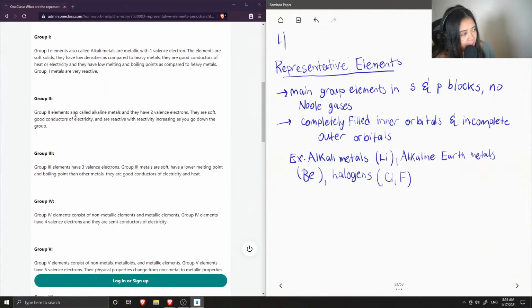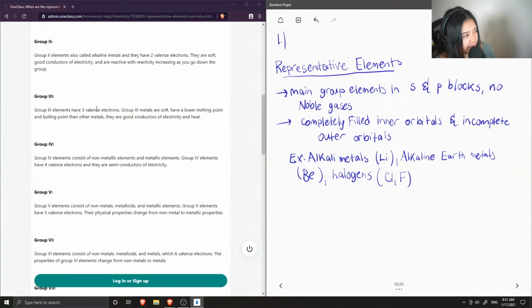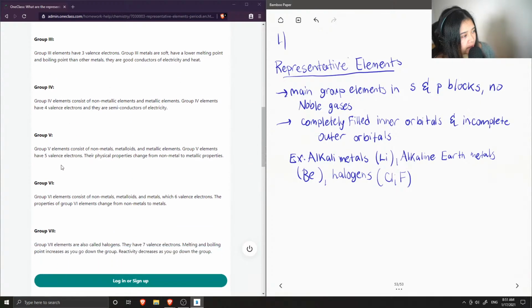And for group 2 elements, alkaline earth metals, they have 2 valence electrons. They're soft, good conductors of electricity, and are reactive, with reactivity increasing as you go down the group. Group 3 elements have 3 valence electrons, so their metals are soft, have a lower melting point and boiling point, and are also good conductors. So this is like aluminum. And then group 4 have 4 valence electrons and are semiconductors of electricity. So this is like carbon.